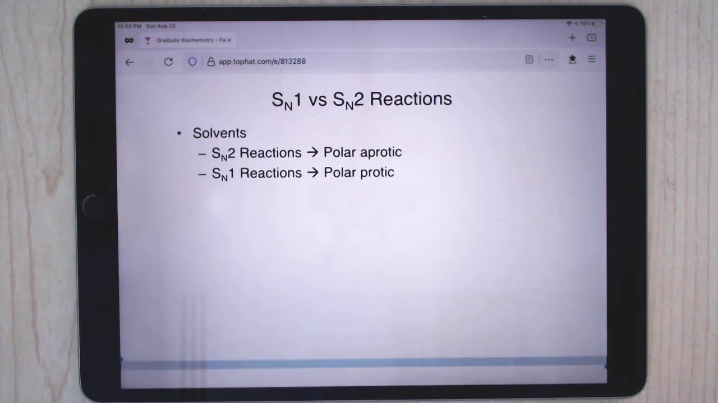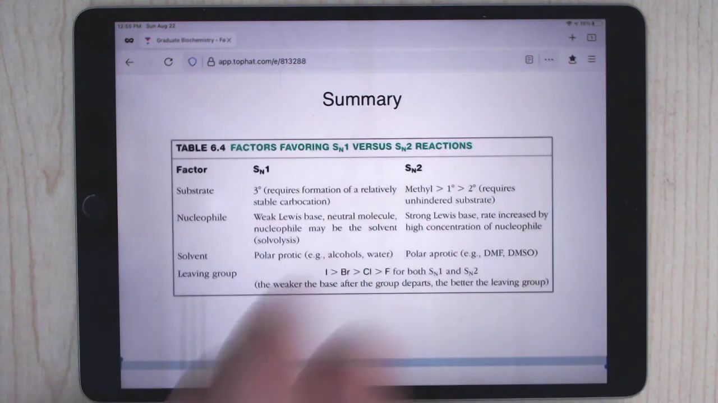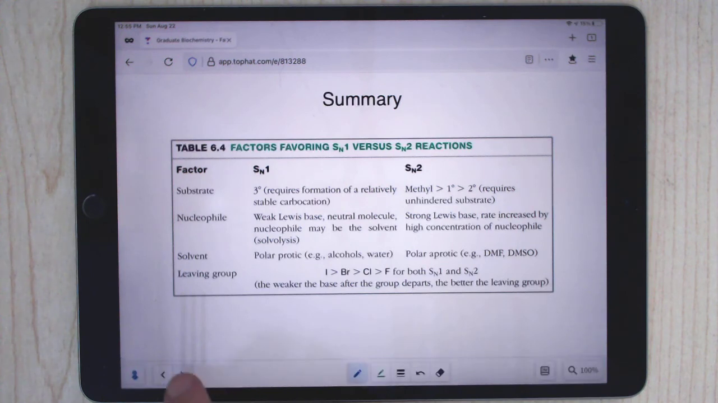Okay, but also, SN2 reactions prefer aprotic solvents, and SN1 reactions prefer protic. And so here's a nice little summary chart. And I think that's it. Okay. Good luck.